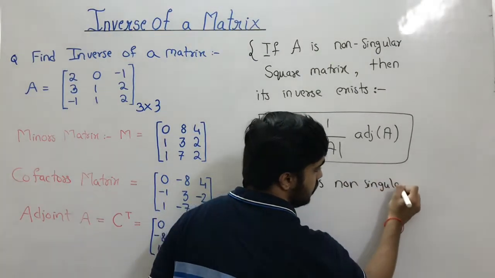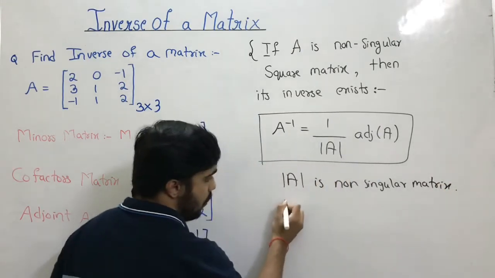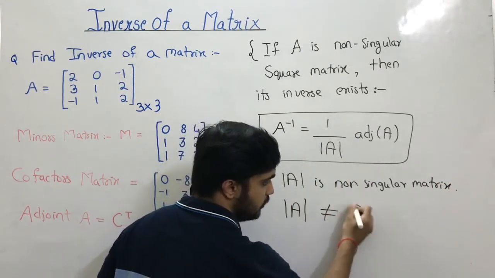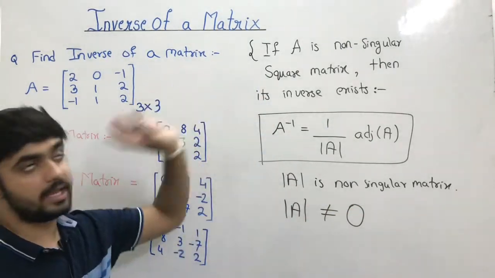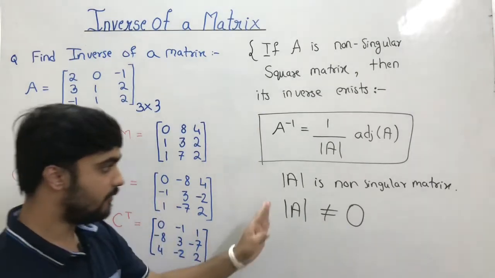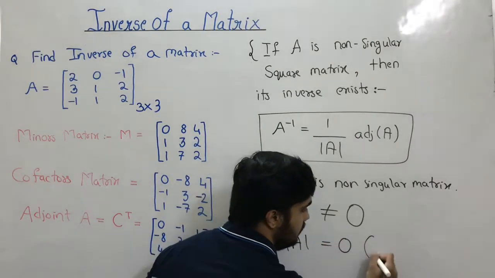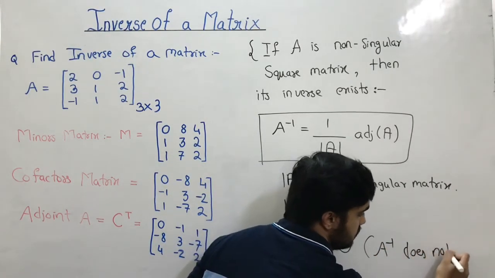So non-singular matrix means the value of this determinant is not equal to 0. If this condition is satisfied, then only A inverse exists. If the value of this determinant mod of A is equal to 0, in this case A inverse does not exist.